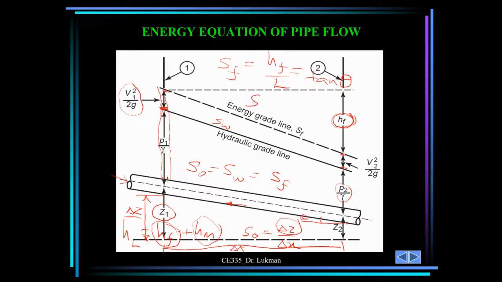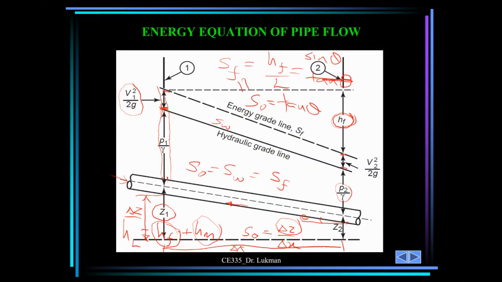And S naught is usually, sorry, this is tan theta and this is sine theta, because this is sine, opposite over hypotenuse. But for small theta, you realize that sine theta is equal to tan theta. So SF is equal to S naught. This we explained before in our previous lecture. But you need to understand this figure very well.